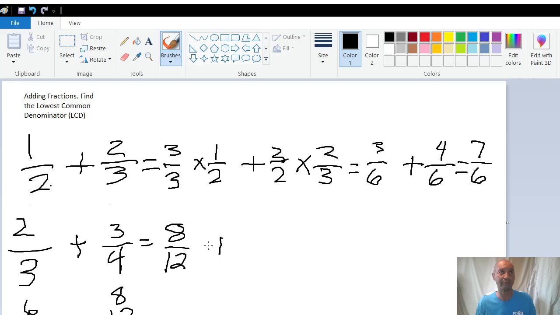plus, here we had to multiply 4 times 3 to get 12. So that gives us 12 in the denominator, and 3 times 3 is 9 in the numerator. And then we just add the numerators together to get 17 over 12.